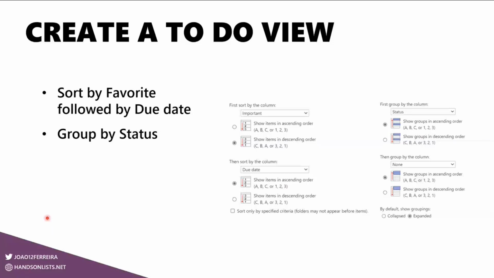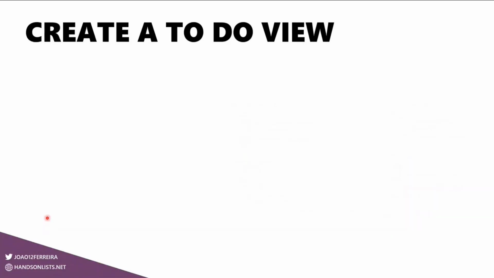So the next step is the view, and this will allow you to sort the items by favorite followed by due date. So it means that if you click on the star to favorite the item, it will be moved to the top and then ordered by due date, and then grouped by status so you can easily see your to-do tasks and the ones that were completed already. So once you create the view, things get a bit better.